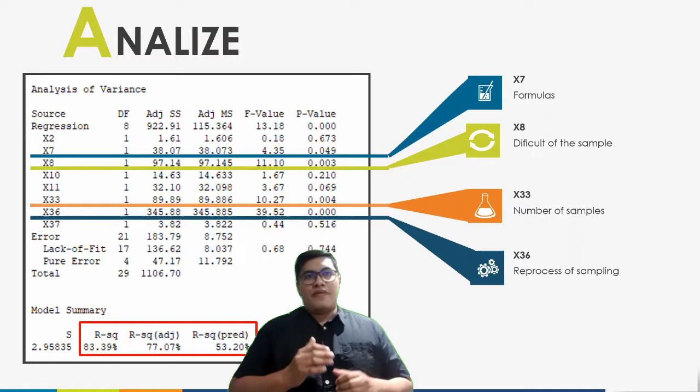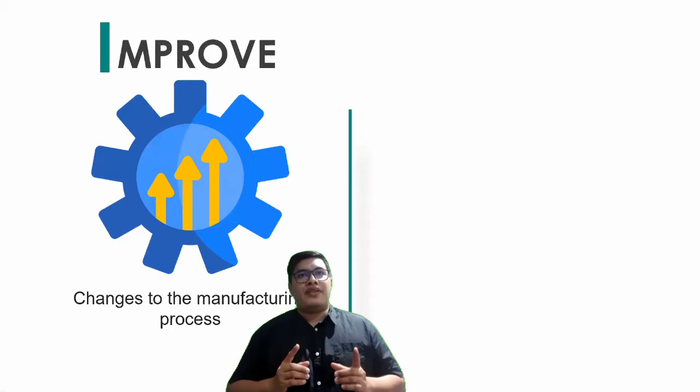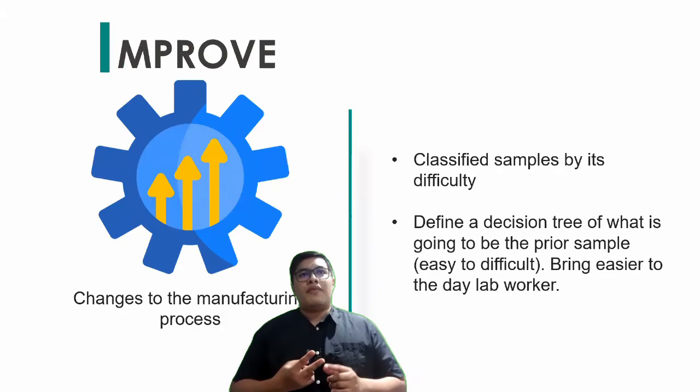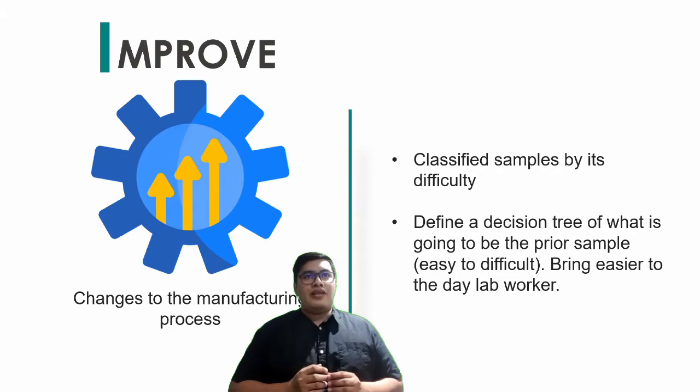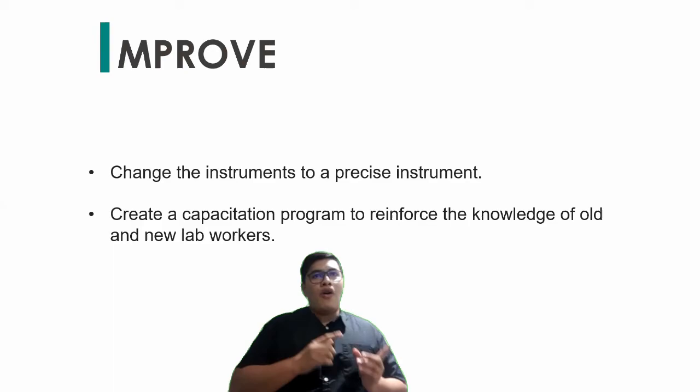Next, the improvement phase is when you make changes in the manufacturing process. In the example, the actions were related to every variable of influence, taking a priority with wins. The first action was to classify samples by their difficulty, then define a decision tree of what is going to be the priority sample, from easy to difficult, bringing easier ones to the day lab work. Create a day-to-day bitacora of formulation of samples. Change the instrument to a precise instrument, and create a capacitation program to reinforce the knowledge of all and new lab workers.